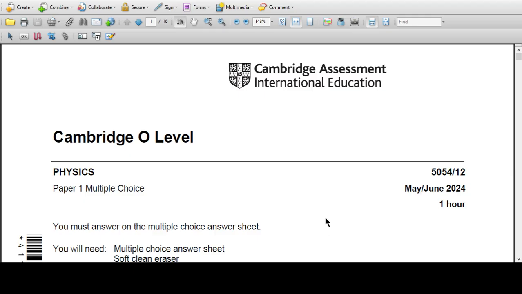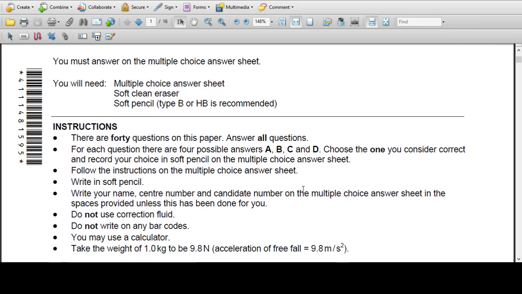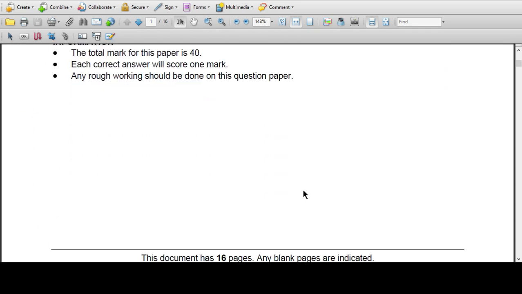Bismillahirrahmanirrahim. In this session, we will discuss the O-level physics exam, Cambridge Assessment International Education, and here we are discussing Paper 1, multiple choice. The paper code is 5054, version 1-2, May-June 2024. We will discuss 40 questions here.